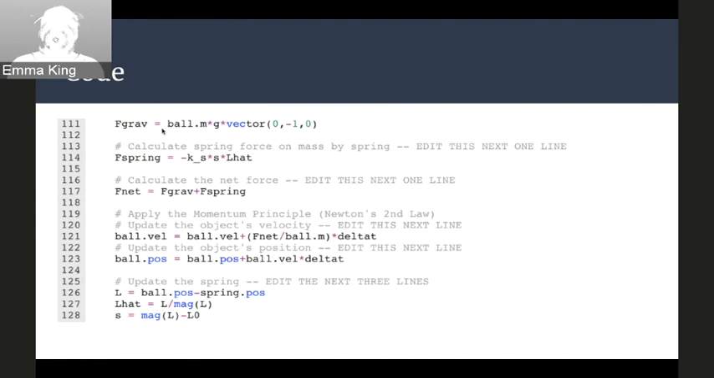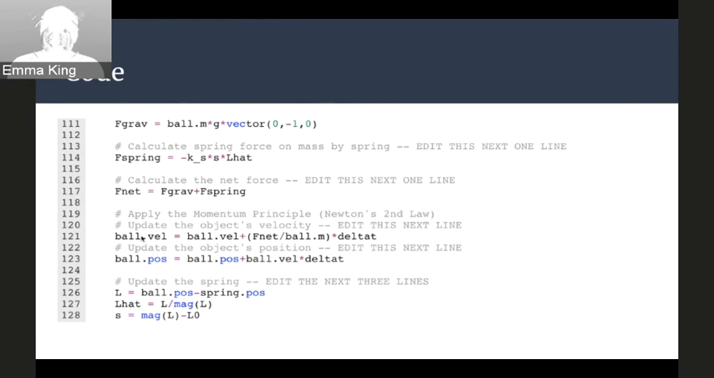The next thing we have is the force due to gravity, which is just mass times gravity times a vector, because it's only acting in the y direction. It's pulling down, so the unit vector is 0, negative 1, 0. We have the spring force, which is negative Ks times S times L hat, the force acting on the mass by the string. And then the net force is the force due to gravity and the force of the spring put together to give us F net.